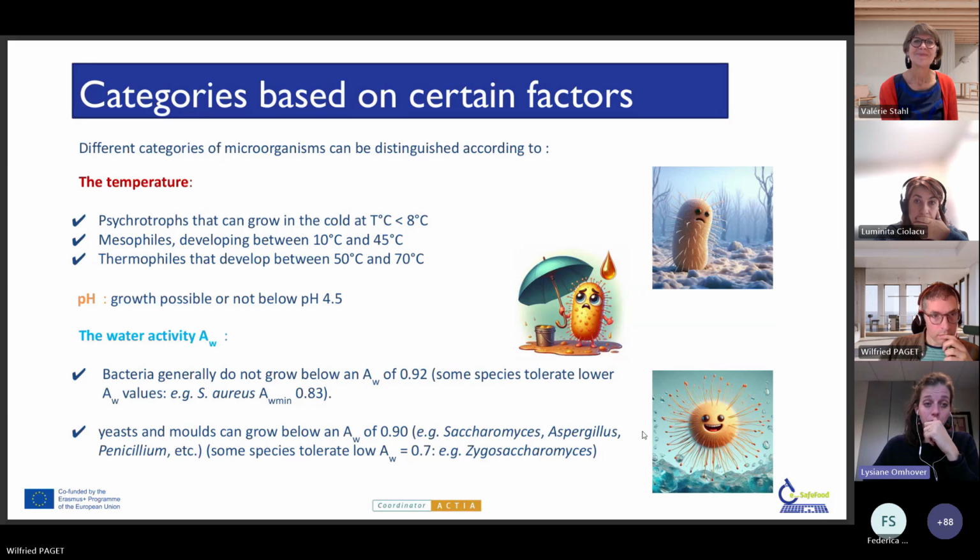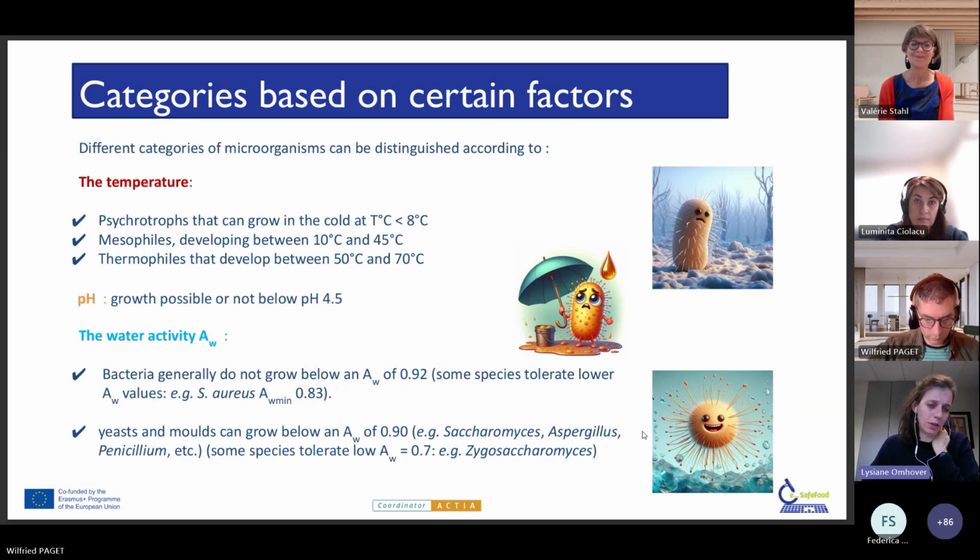For example, for temperature, there are different categories of microorganisms according to their capability of growth in various temperature conditions. First, there are some psychrotrophs. They can grow at temperatures below 8 degrees. Mesophile microorganisms can only develop between 10 and 45 degrees, and thermophile microorganisms can develop between 15 and 17 degrees.